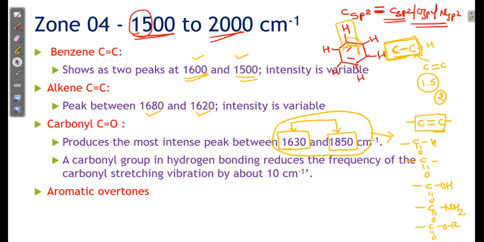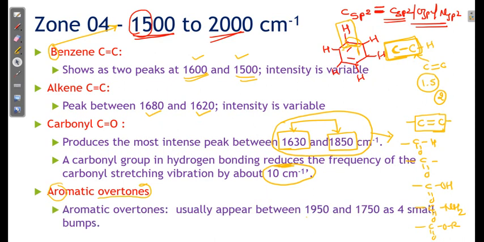So if hydrogen bonding occurs, then due to hydrogen bonding this value is decreased by 10 centimeter inverse. That is also sometimes important for us. Aromatic overtone: benzene is on the borderline of that, and the aromatic overtone is an overtone of this range, so we are getting it at about 1950 to 1750. So this is a little bit helpful to us.